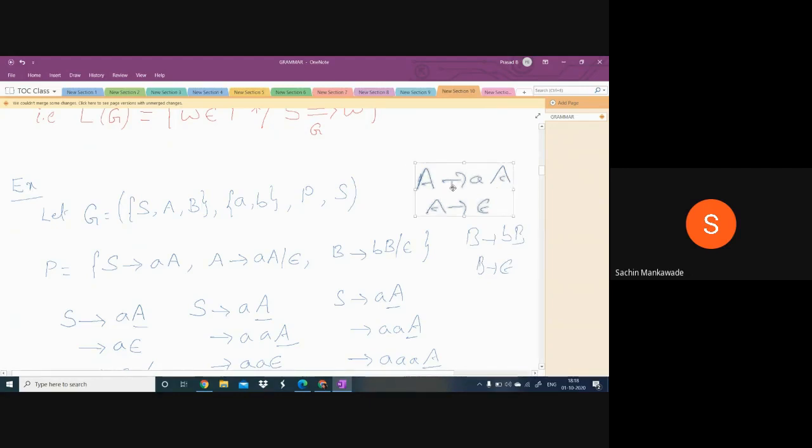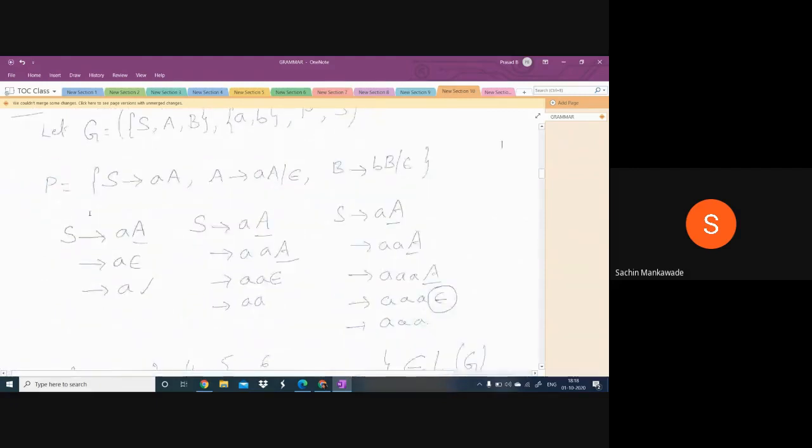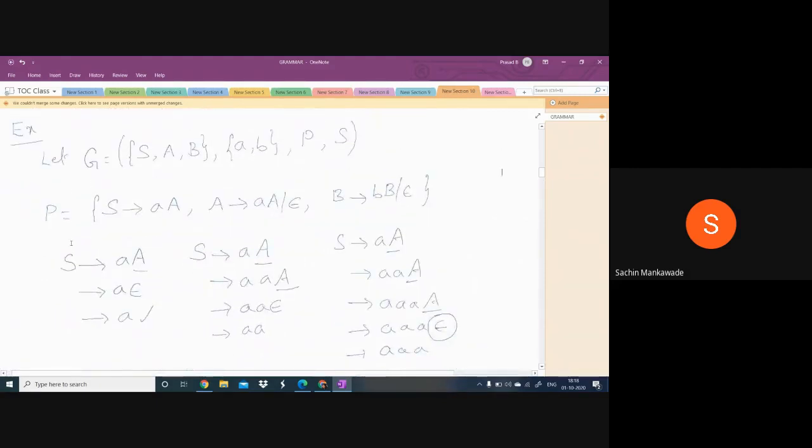What is L of G? Means what is the language that can be derived from this grammar? Okay, now look at this. Here we must start from S. Okay, S production is this one. I have taken S derives AA, and AA is derived from the start symbol, but we cannot take AA in the language because AA is not completely a terminal string. It is having the non-terminal A. Therefore, we must eliminate A.